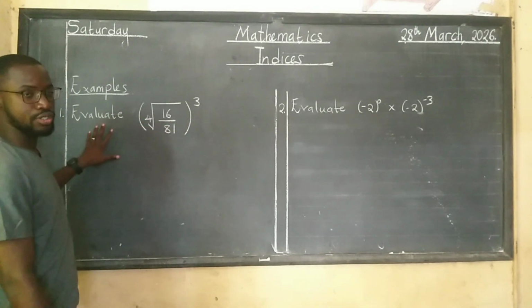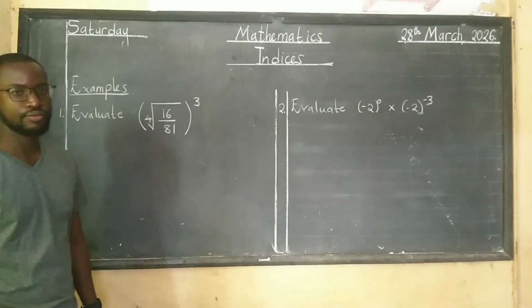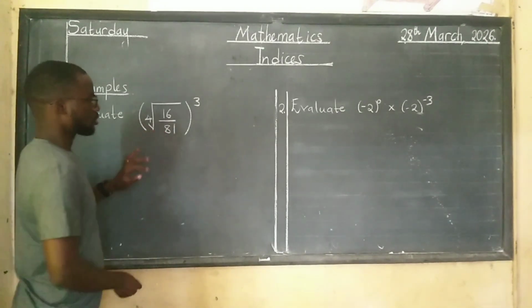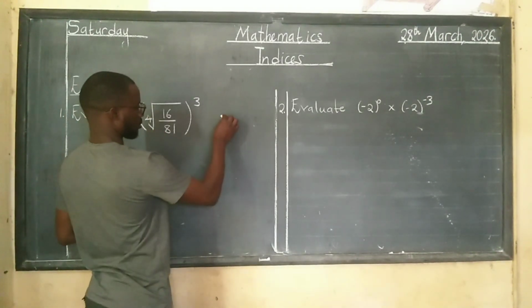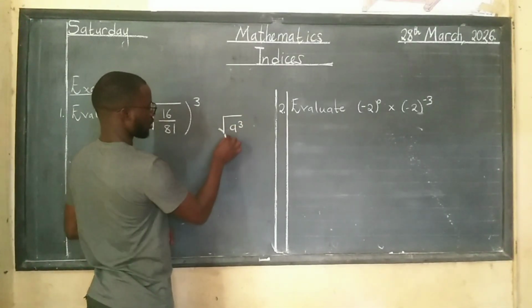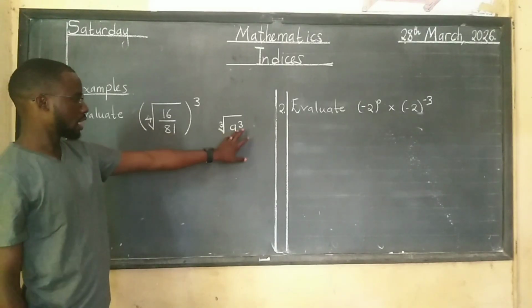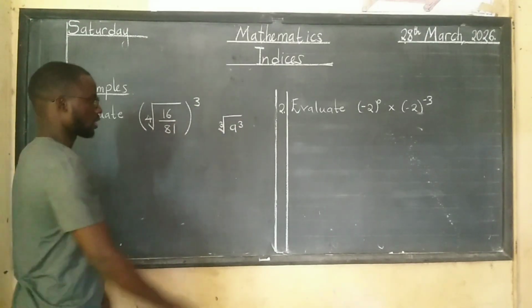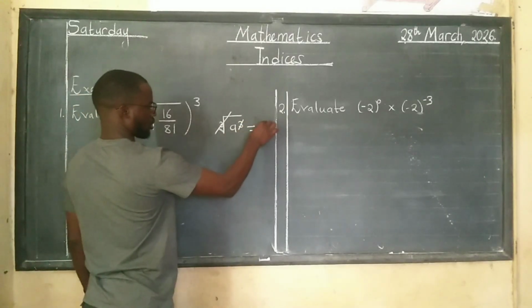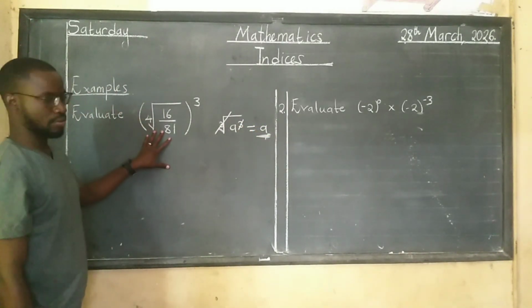As you can see for question 2 and question 1. So question 1, evaluate this. For this one, there's a law that I forgot to show you, and this law works like this. Say for example, you have a to the power 3 inside, and outside you have the cube root. As long as these are the same, this and this can cancel to give a. Let's see if we can work this out.